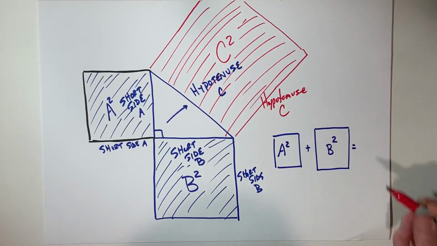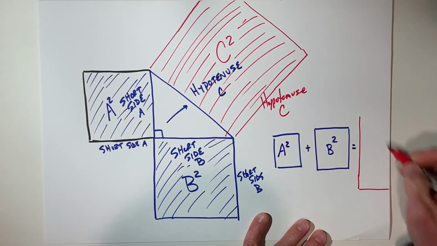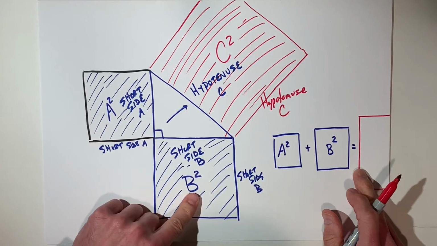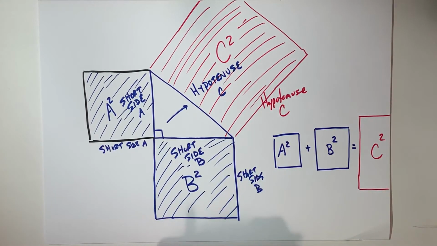now my space is limited on this small board here, so I'm going to go ahead and extend it bigger than it needs to be. But if you take those two and you add them together, so whatever this is plus whatever this is, this will be C squared. And really, that's it. That's the Pythagorean theorem.